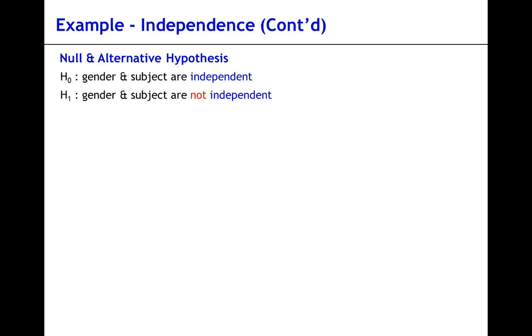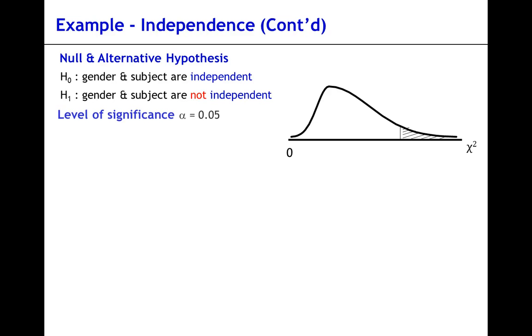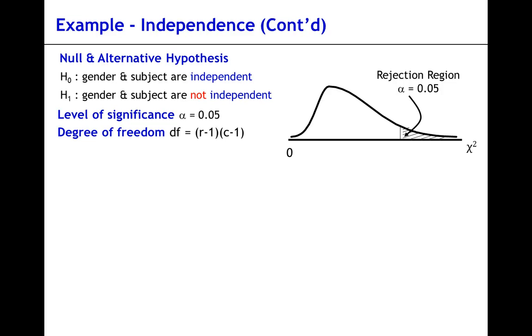Since we are testing the independence of the two variables, we'll use the chi-square distribution for our analysis. Using alpha at 0.05, the right tail area becomes the rejection region. To get the degree of freedom, R minus 1 times C minus 1, we saw earlier that R is equal to 2 and C is equal to 3. Hence, df is equal to 2 minus 1 times 3 minus 1, which is equal to 2.